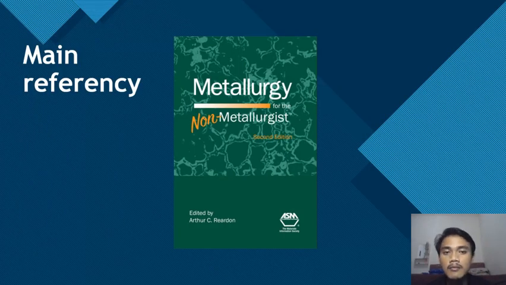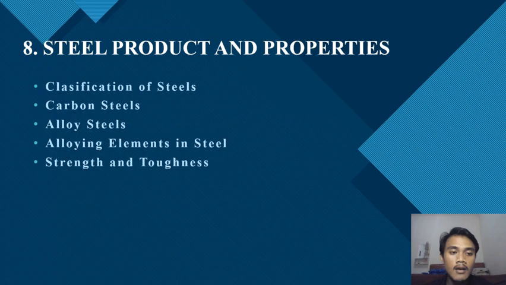And in this presentation, I take the main reference from the book Metallurgy for Non-Metallurgists, the second edition, edited by Arthur C. Reardon. And now we go to the steel product and properties. The steel product and properties have 5 sub-chapters: classification of the steel, carbon steel, alloy steel, alloying element in steel, and strength and toughness.